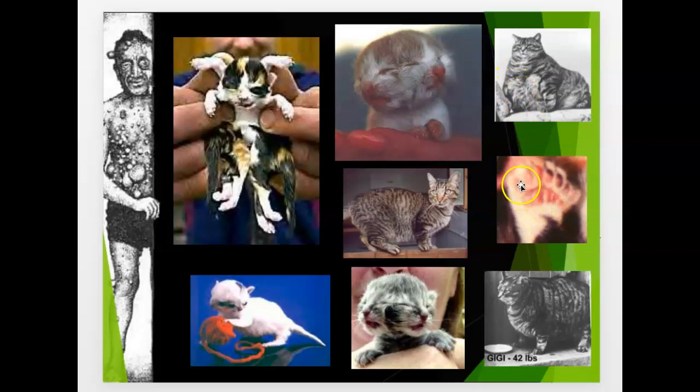All right, this one, you can see its foot pad was double the foot, so it's got like two feet in one. Here's another two-headed kitten. Here's another two-headed kitten. Kind of looks like Voldemort from Harry Potter. Okay, and here's Gigi at 42 pounds.